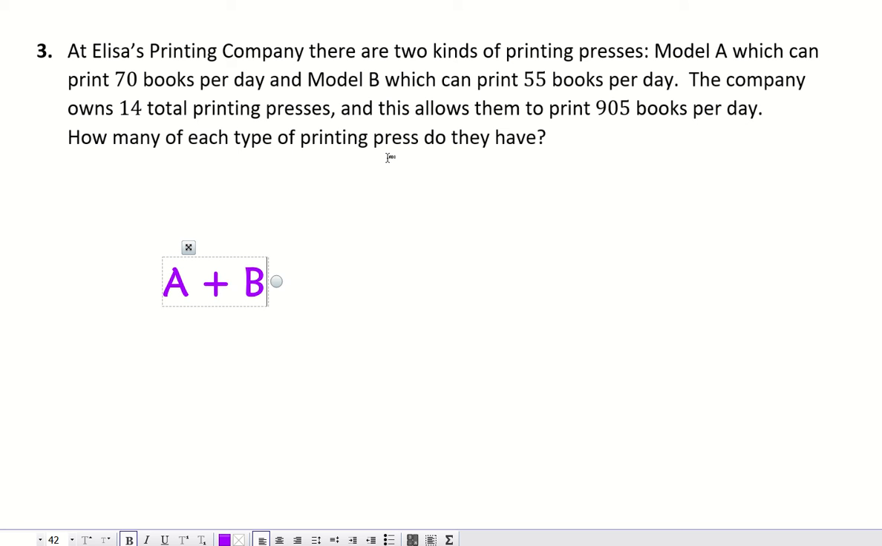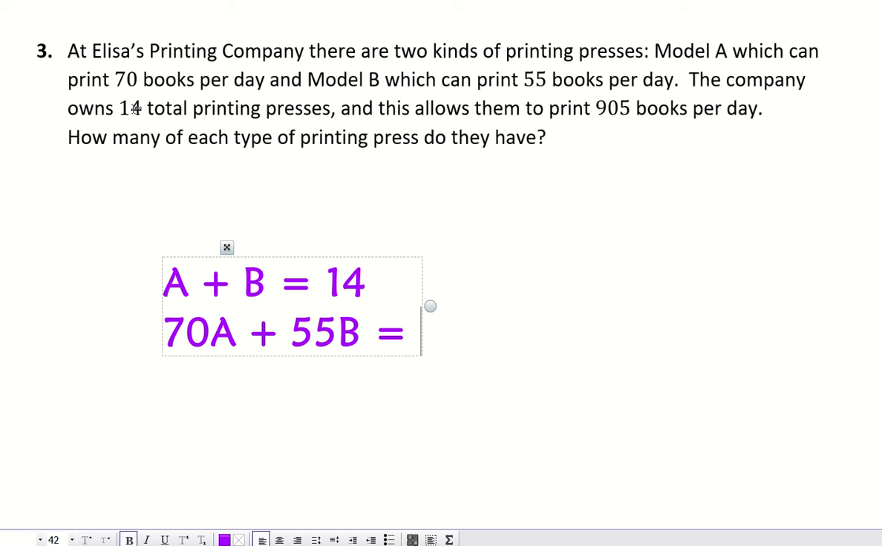So I know that if I add the number of Model A's with the number of Model B's, how many total printing presses are there? Just how many printing presses are there total? 14. It says it right there. And then 70 books per day for Model A, and 55 books per day for Model B presses, and that's going to total the total books. So that's 905.